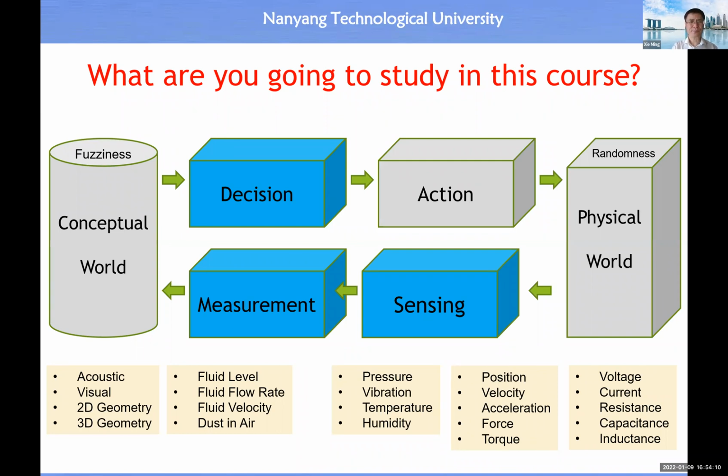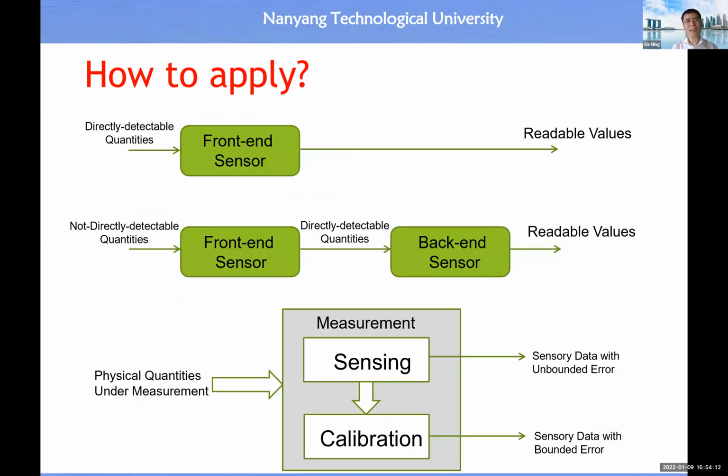All right. Then question number 4 that you may have in mind is about how to apply learned knowledge from this course. So the answer is to apply the learned knowledge to guide the design of your future sensor or future measurement and sensing system, right? The general guideline is to follow these 2 steps in your design.